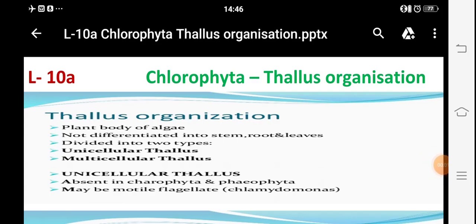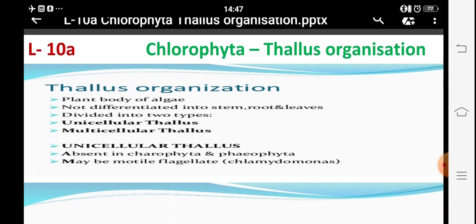Okay, so we have completed Cyanophyta and started the Chlorophyta. This is the second lecture for the Chlorophyta. So how is the thallus organization?